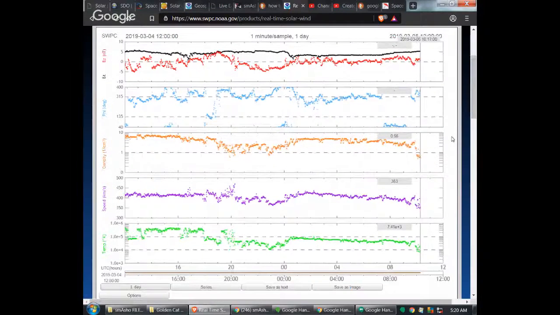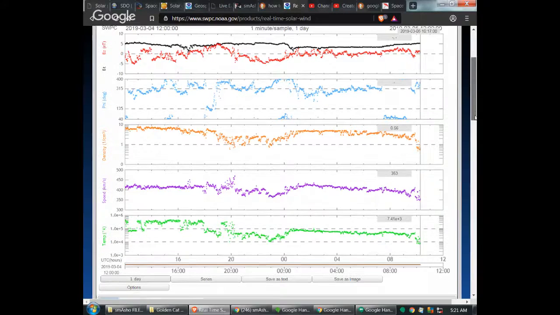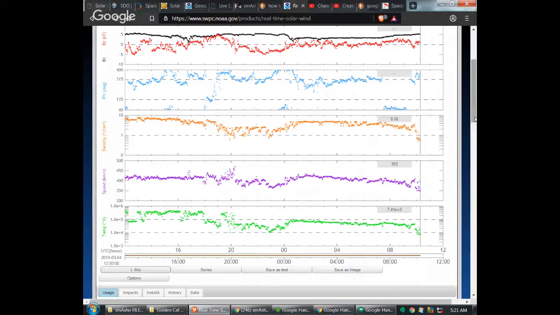And there's a real-time solar wind. No consistent coronal hole connection there associated with the phi angle. Solar wind density has just dropped way down to 0.56 protons per cubic centimeter, and the solar wind speed is diminishing also. No real surprise there. Let's go from there to the Space Weather Enthusiast dashboard.